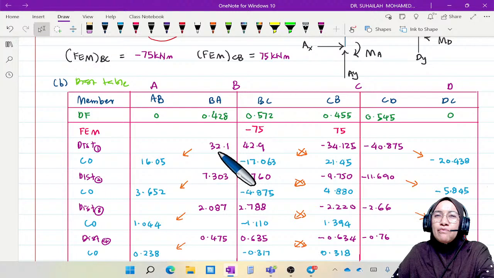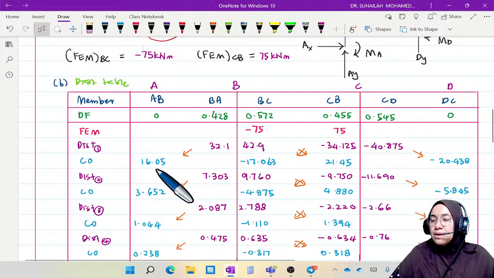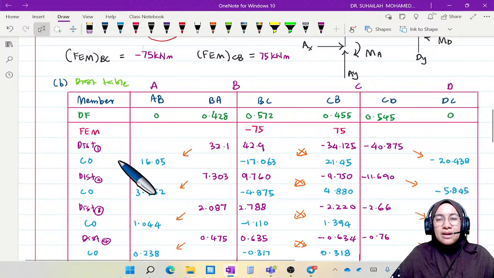And then we need to do the same for C, and then we carry over. Since all are rigid joints and fixed, we multiply by 0.5 and bring the value to the opposite side, under the blue color. So this is one cycle, distribution and carry over.